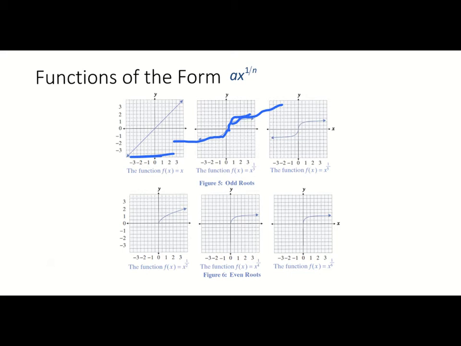And then here, for the even equations, you notice that it starts at the origin, and then it goes up and out. So again, there are no negative values for x, and there are no negative values for y. So that's why the domain and the range are both 0 to positive infinity.